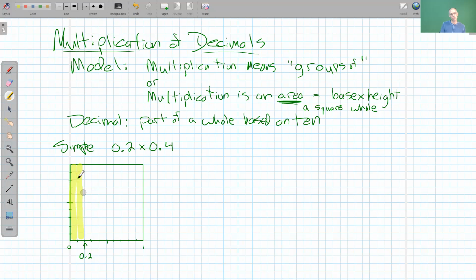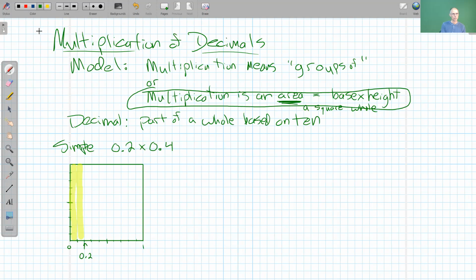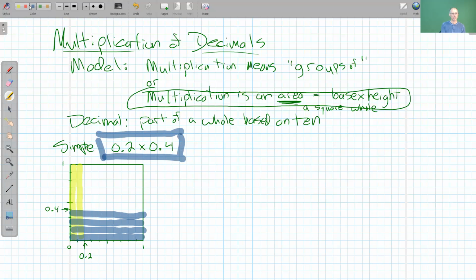Now I want a region that's 2/10 by 4/10. So I have to mark off 4/10 the other way. Again, I'm using this idea that multiplication is an area. So 1, 2, 3, 4. Then right here, if that's 1 up there, that would be 4/10. Let's use a different color for that. So there's 1/10, 2/10, 3/10, and 4/10. And I'm looking for the region that is 2/10 by 4/10.